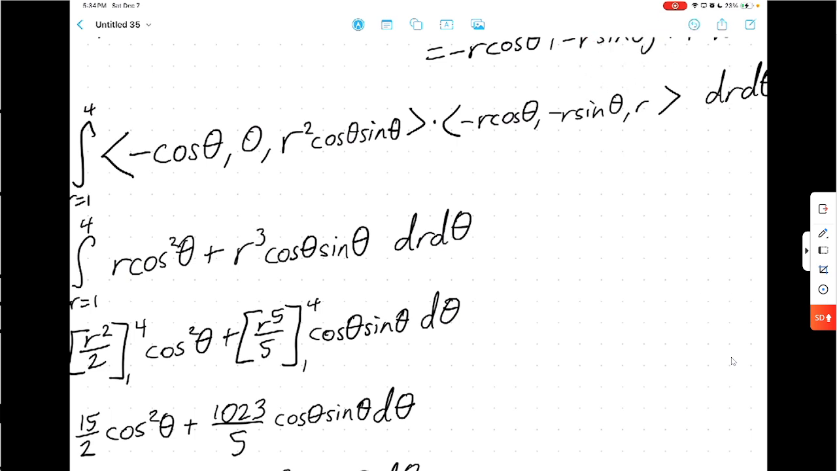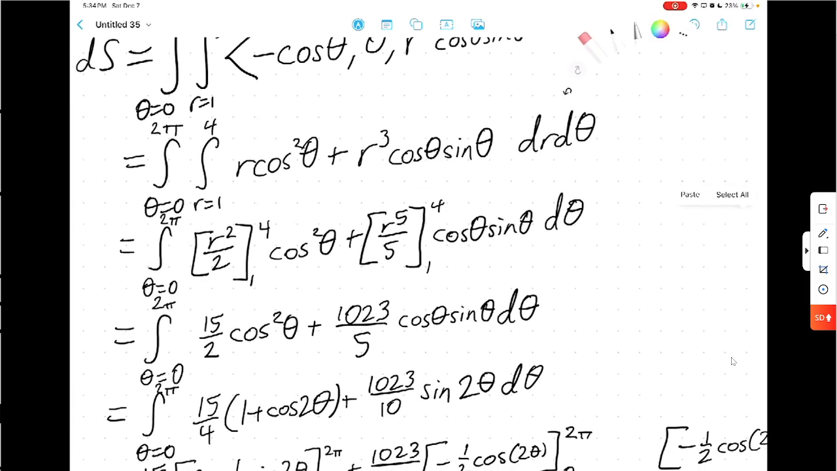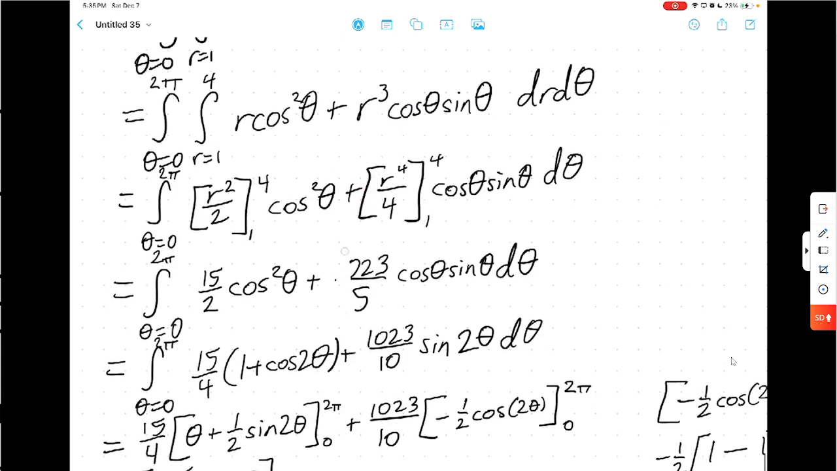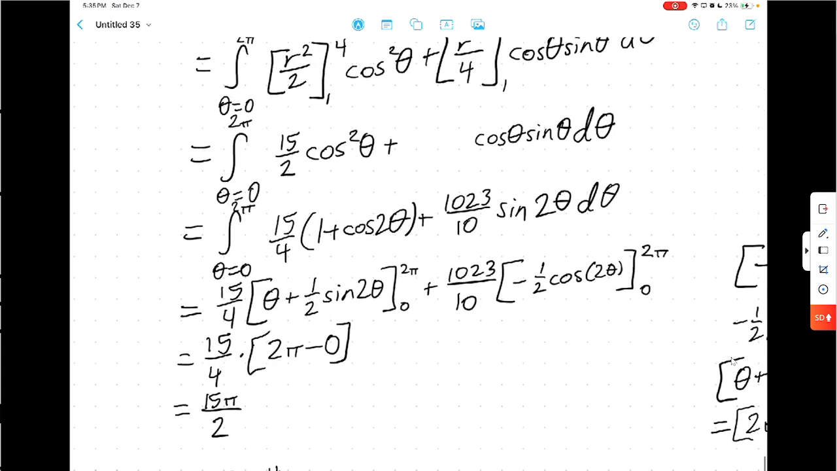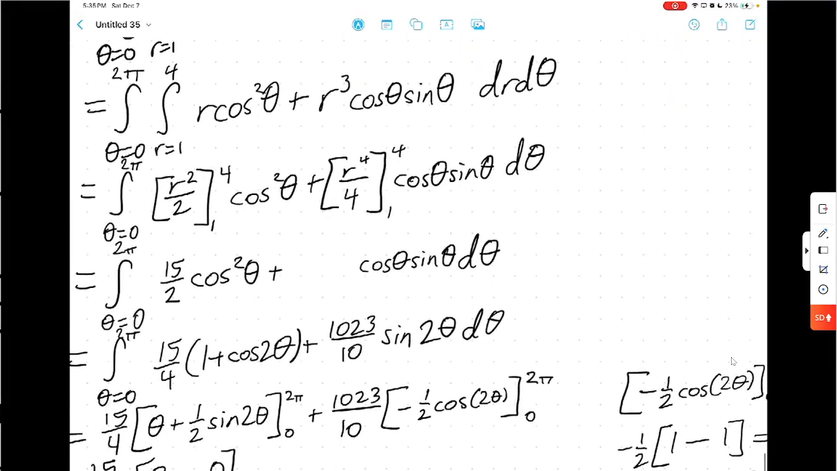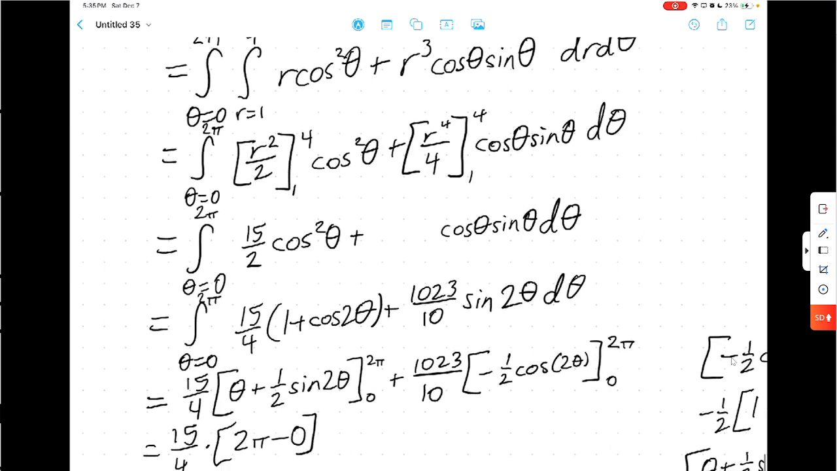Fix this. Damn it. R to the 4th over 4. Yeah, that's why this is. This will change the answer. Actually, this will not change the answer because only the other one had to have an issue. And then it'll be much easier.